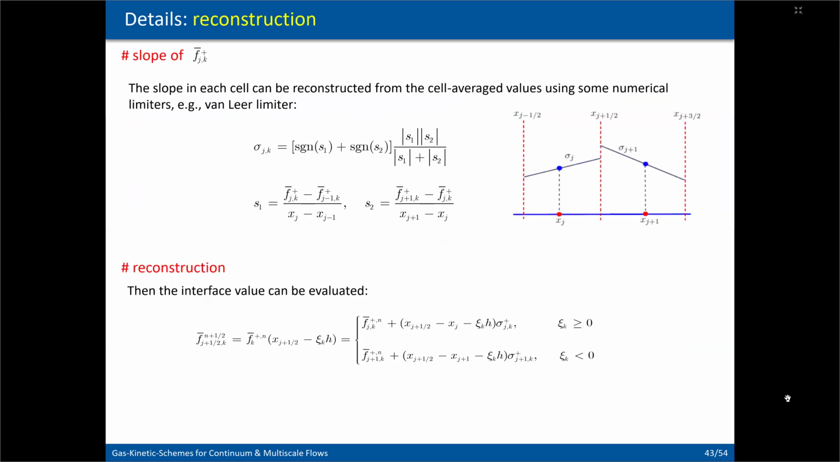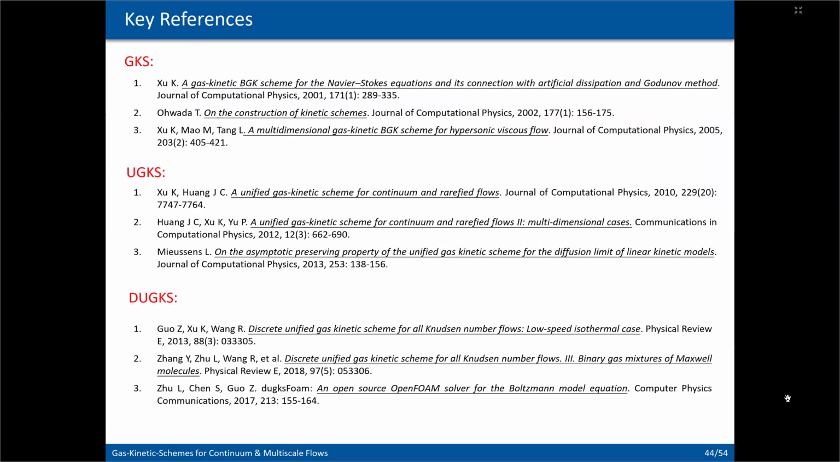Another detail is how to reconstruct the distribution. The key is the slope. How to determine the slope? We can use some limiters in the reconstruction, such that some unphysical oscillations can be suppressed. And here are some references about the three gas-kinetic schemes.